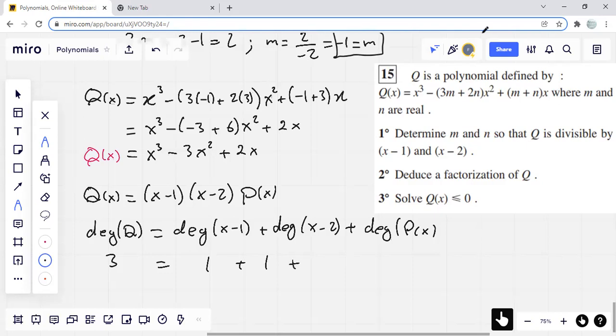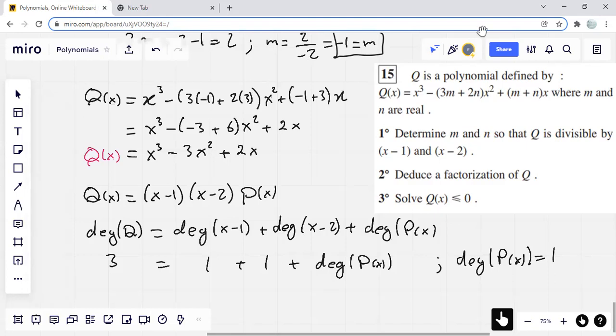So how much is the degree of p of x? It must also be 1. So 1 plus 1 plus 1 will be equal to 3. Okay, so we have the degree of p of x, which will give us that the degree of p of x is equal to 1.